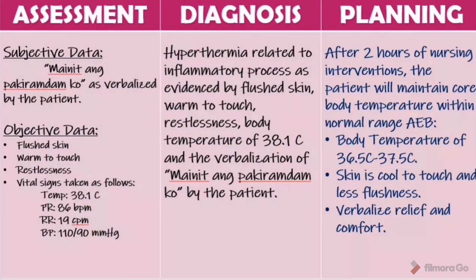So for our nursing diagnosis, our plan would be after 2 hours of nursing intervention, the patient will maintain core body temperature within normal range as evidenced by body temperature of 36.5 degrees Celsius, skin is cool to touch and less flushness, and verbalized relief and comfort.